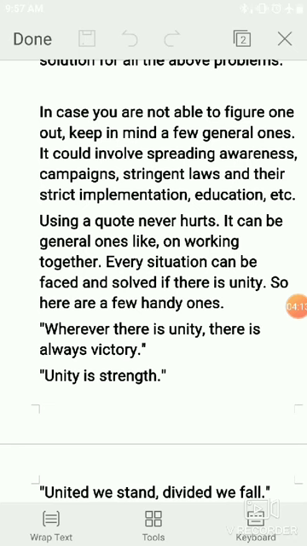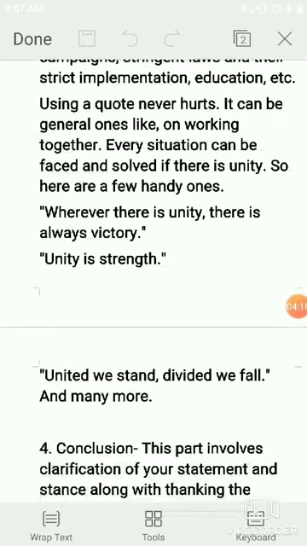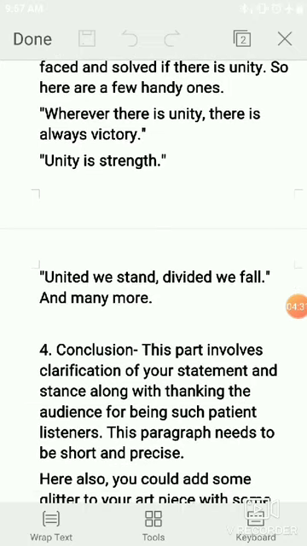So here are a few handy words. Always remember that in each and every debate writing, we have to follow some quotations as well as some special words that are made to give life to any type of debate writing. Wherever there is unity, there is always victory. Unity is strength. United we stand, divided we fall, and many other types which suit your debate writing.